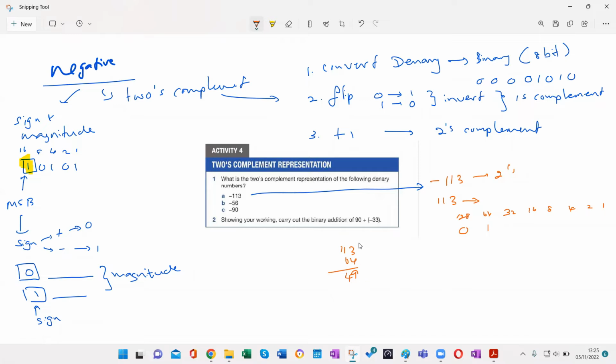Four. Yeah, 49. So that's 49 left. We can put 32 there. So 49 minus 32 is 17 more. Now you have to fill these 17 into these slots.